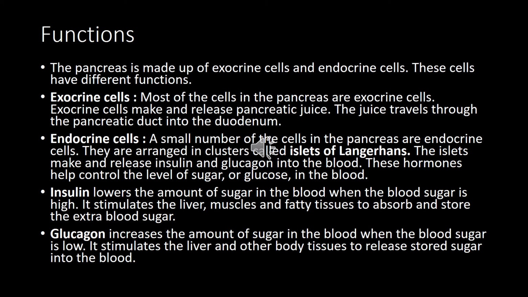Insulin lowers the amount of sugar in our blood when there is a high level of sugar and we need to bring it to the normal level. When the blood sugar is high, it stimulates the liver, muscles and fatty tissues to absorb and store the extra sugar from the blood. Glucagon increases the amount of sugar in the blood. When the blood sugar is low, it stimulates the liver and other body tissues to release the stored sugar into the blood.